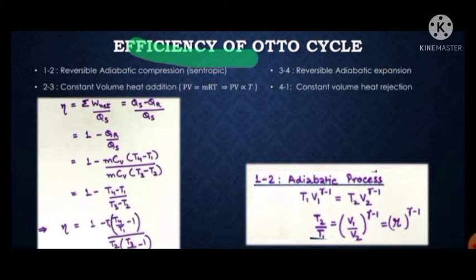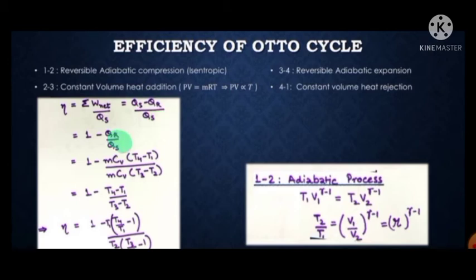Next, efficiency of the Otto cycle. In this slide we are deriving the efficiency for an Otto cycle. As you all must be knowing, efficiency is what? Net work done upon heat supplied. With net work done we can also write heat supplied minus heat rejection upon heat supplied. So we are writing 1 minus QR upon QS.